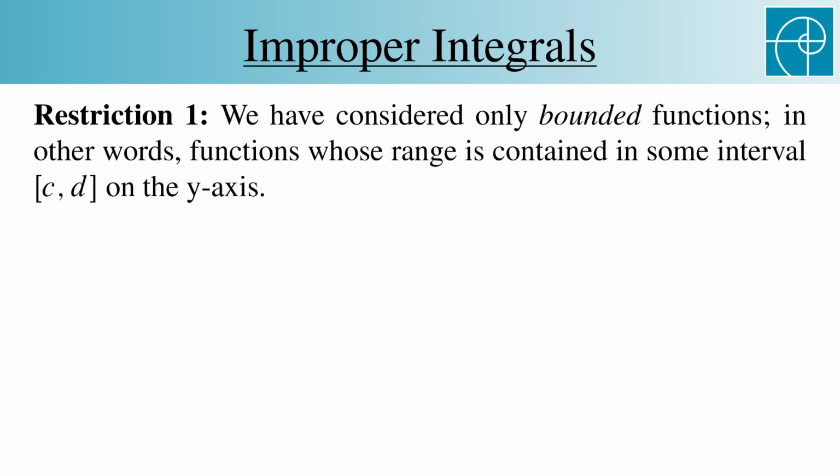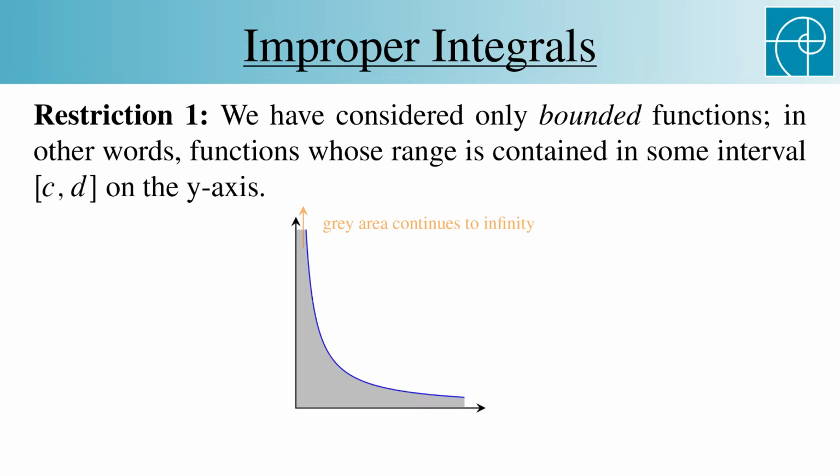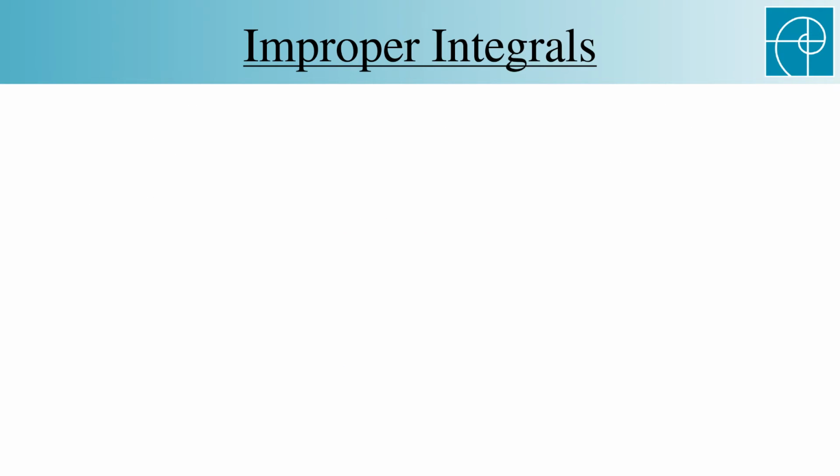First, we've only considered bounded functions, in other words, functions whose range is contained in some interval [c, d] on the y-axis. If we allowed a function to be unbounded, then one of the rectangles would have an infinite height, so we couldn't compute its area, and therefore we couldn't compute the Riemann sum. We can summarize this restriction by saying that we require that the height of each rectangle be finite.